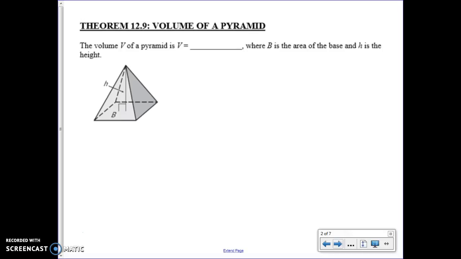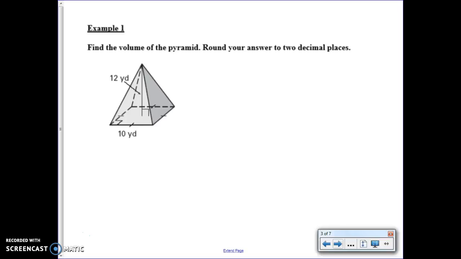So volume of a pyramid is going to be a third of the base times height, or base times height divided by 3, and that's typically how I write it, but you can use 1/3 times if you like that better. B is the area of the base, H is the height. So notice with this pyramid, we're not using slant height. Slant height only is used on the surface area.